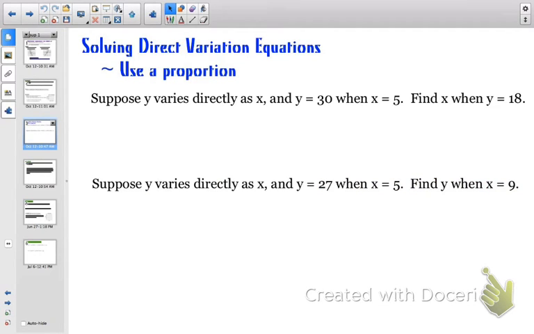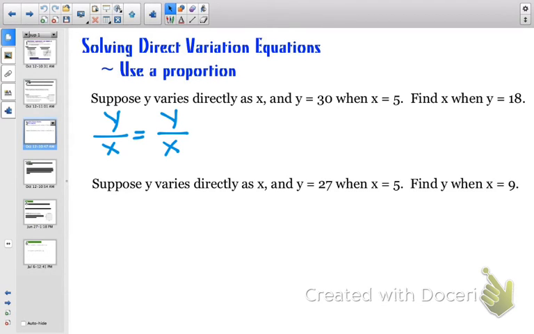Solving direct variation equations, we can use a proportion. The proportion that we're going to use is the same as the one you've always used: y over x equals y over x. And this is just saying you need to have the same type of thing in the numerator and the same type of thing in the denominator. When we did word problems, if we had miles and hours, we would always have miles in the numerator and hours in the denominator. We're going to do the same thing here, y over x equals y over x.